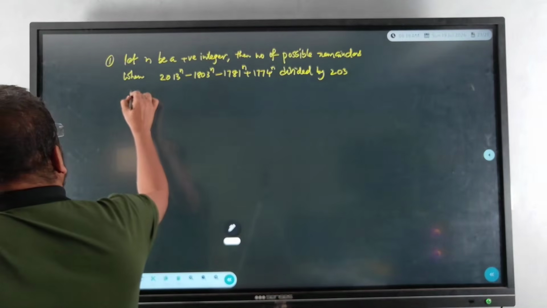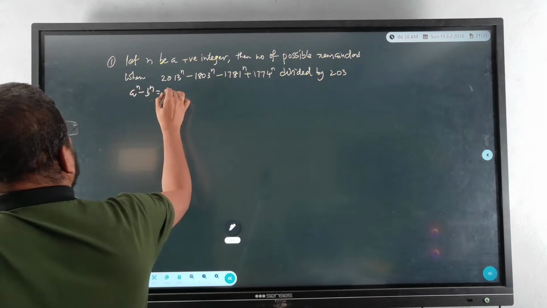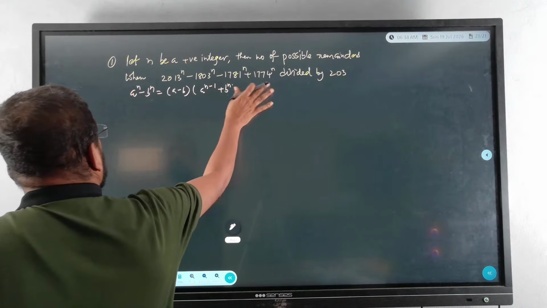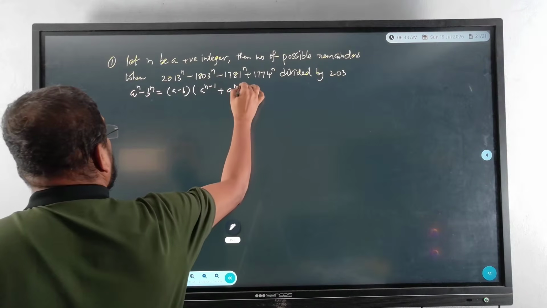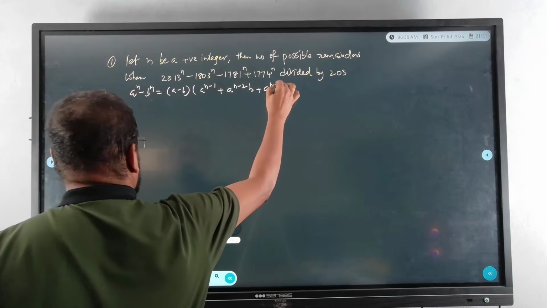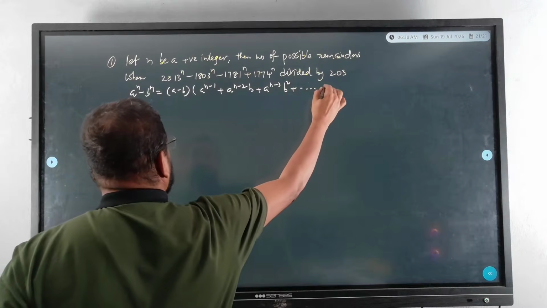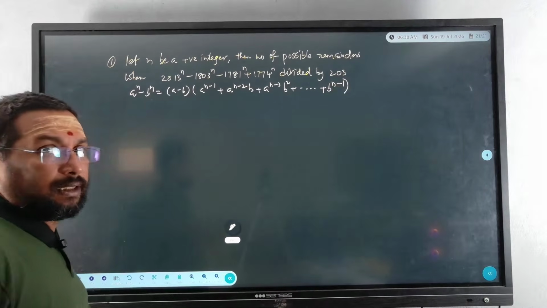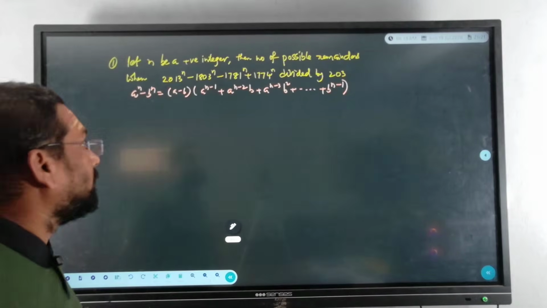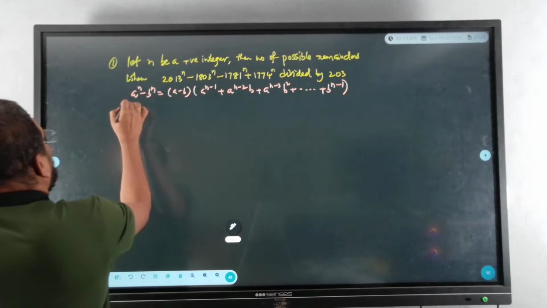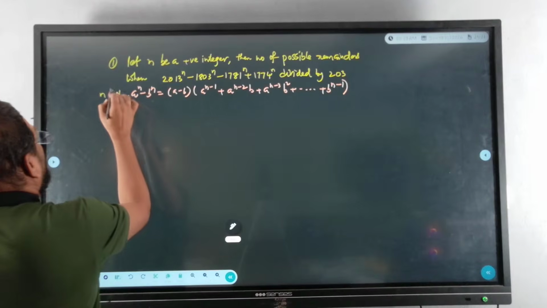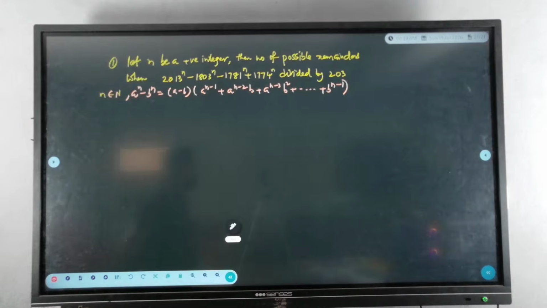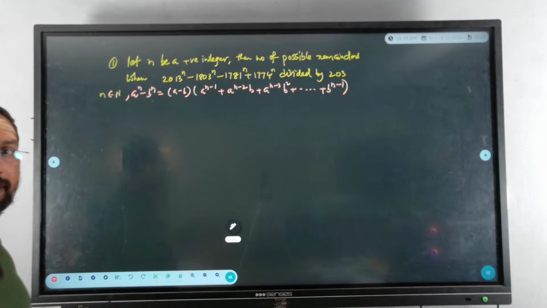For this one, we have to use the formula a power n minus b power n is equal to (a minus b) times (a power n minus 1 plus a power n minus 2 b plus a power n minus 3 b squared plus and so on, up to b power n minus 1). That is the expansion of a power n minus b power n for any n. N belongs to any natural number, either 2 or 3 or 4, whatever it is.